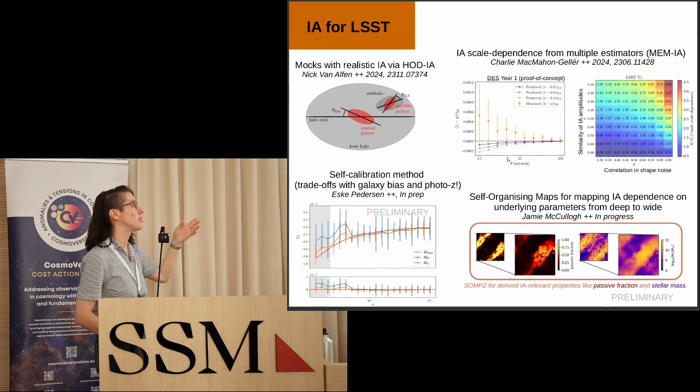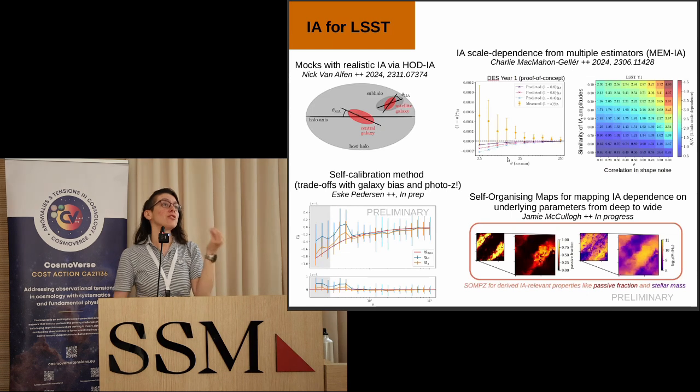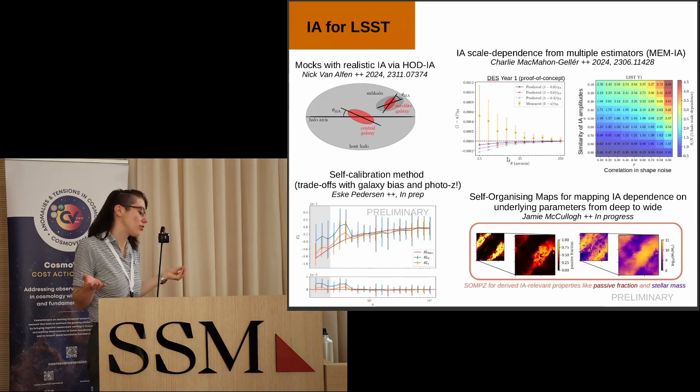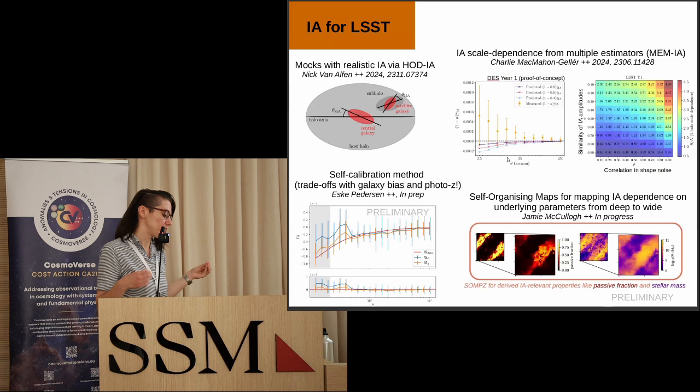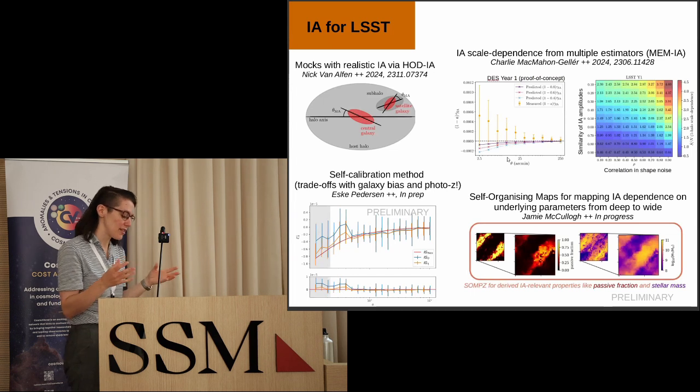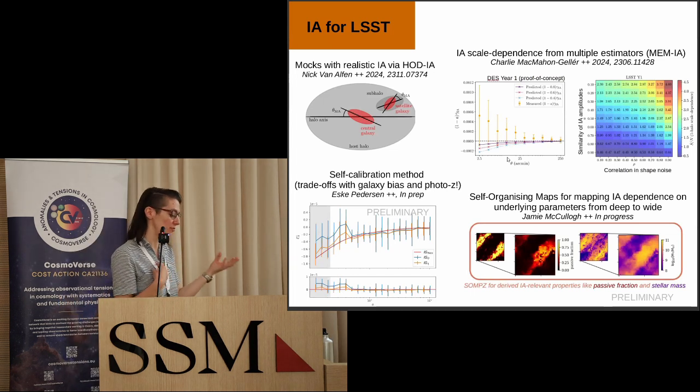There's also work looking into how you map this, because intrinsic alignment depends on a lot of things. You care about the luminosity of your galaxies. You might care about other galaxy properties, like the passive fraction of galaxies in certain parts of your sample. There are a lot of different parameters you might care about, so color as well. And you can try to measure something from, in LSST, we're going to have deep fields for calibration of photo-z and other things.